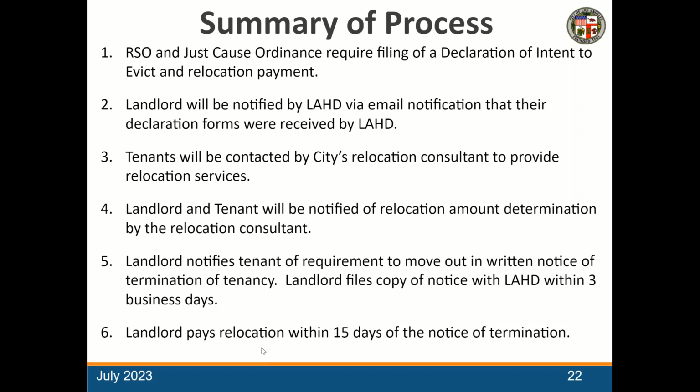Five, it is the landlord that notifies the tenant of the requirement to move out by serving them a written notice of termination of tenancy, which is done after the declaration of intent to evict is filed with the department. And of course, to emphasize, a copy of this eviction notice has to be filed with the department within 3 business days. And lastly, a landlord has to pay relocation to the tenant within 15 days that they serve the notice of termination of tenancy.